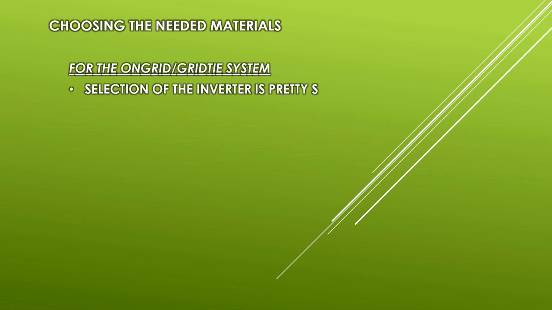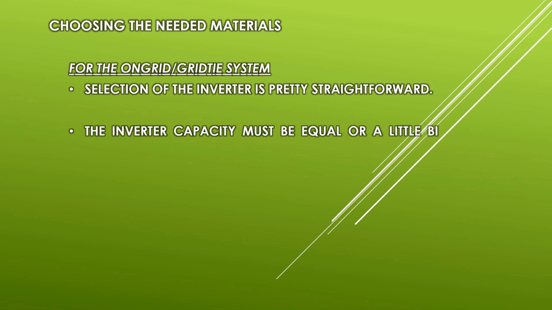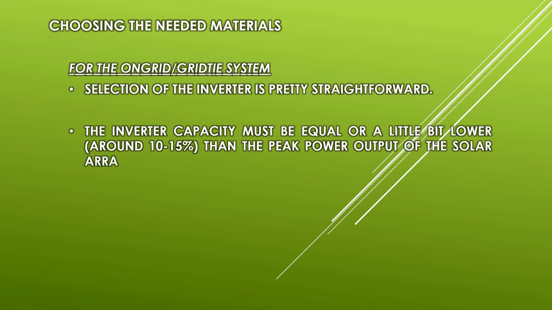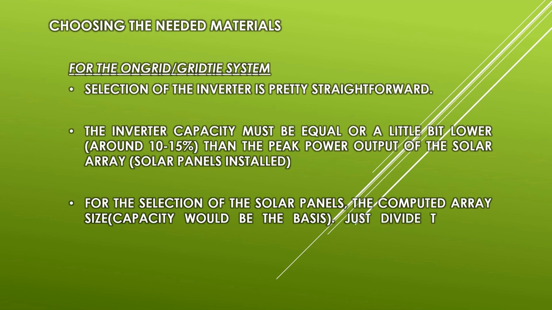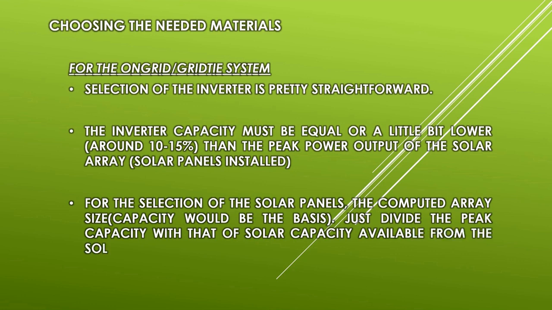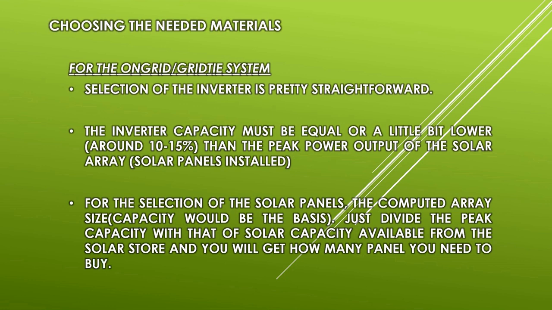Choosing the needed materials. For the on-grid/grid-tie system, selection of the inverter is pretty straightforward. The inverter capacity must be equal or a little bit lower, around 10 to 15%, than the peak power output of the solar array, solar panels installed. For the selection of the solar panels, the computed array size capacity would be the basis. Just divide the peak capacity with that of the solar panel capacity available from the solar store and you will get how many panels you need to buy.